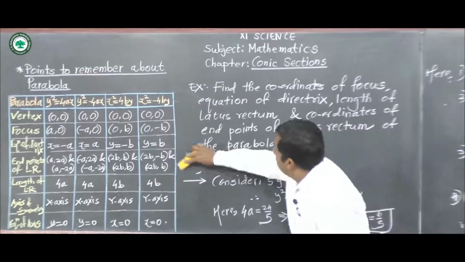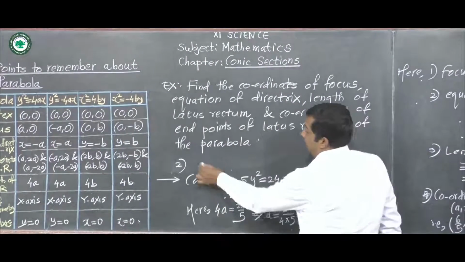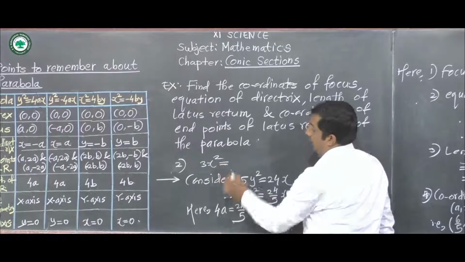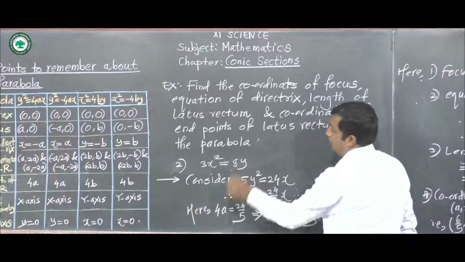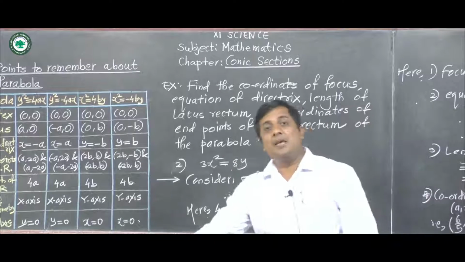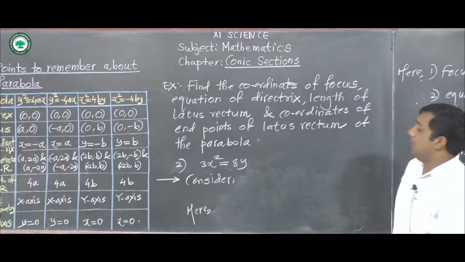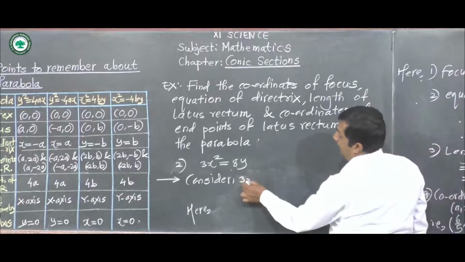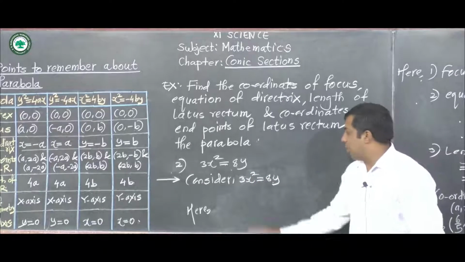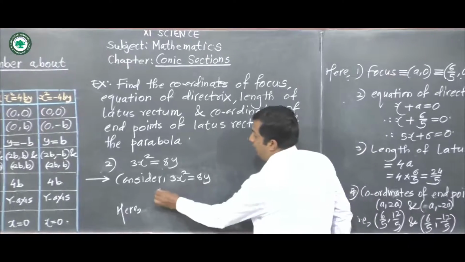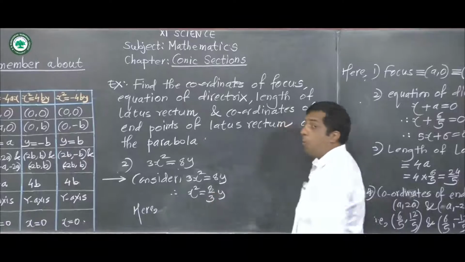Here in the next, given 3x square is equal to 8y. This is the given equation of the parabola. Now we consider the given equation again: 3x square is equal to 8y. Let's divide both the sides by 3. If we divide, we get x square is equal to 8 by 3y.